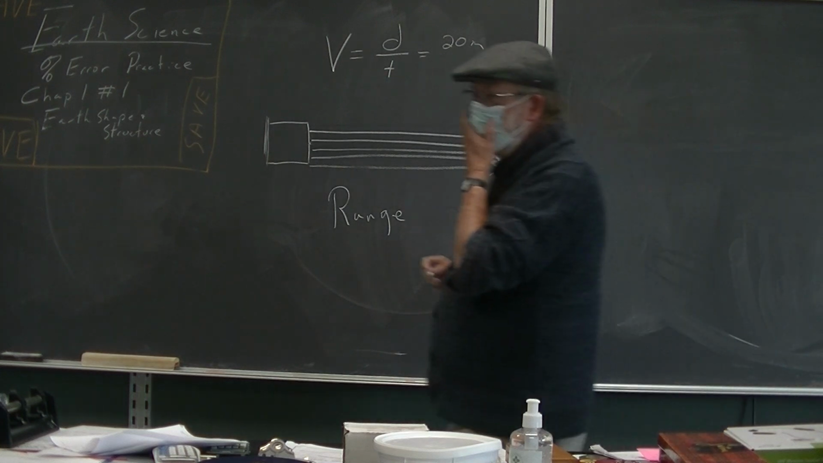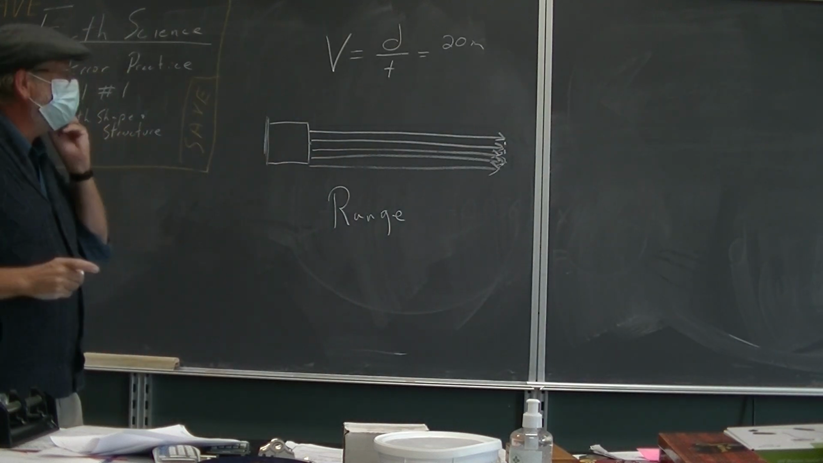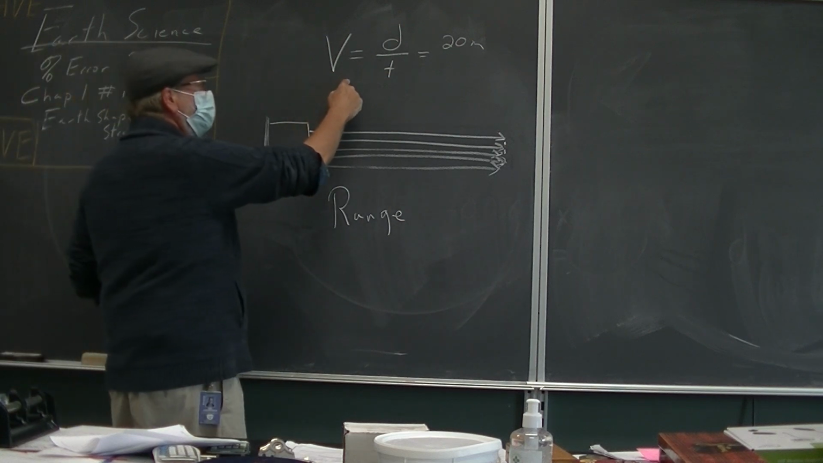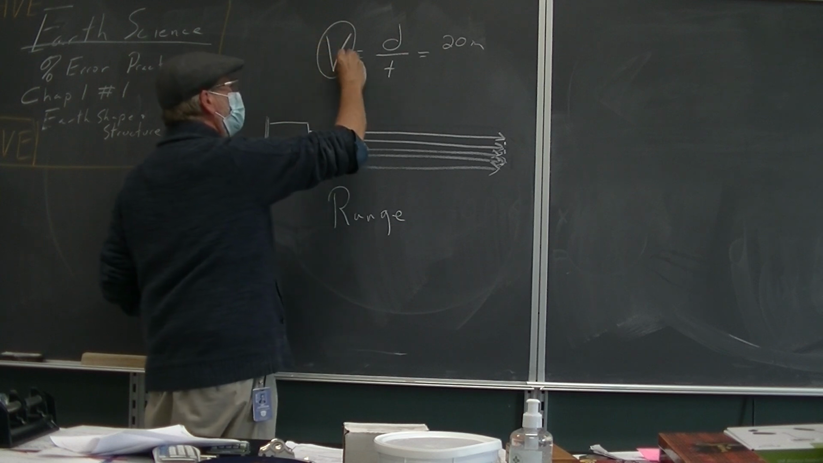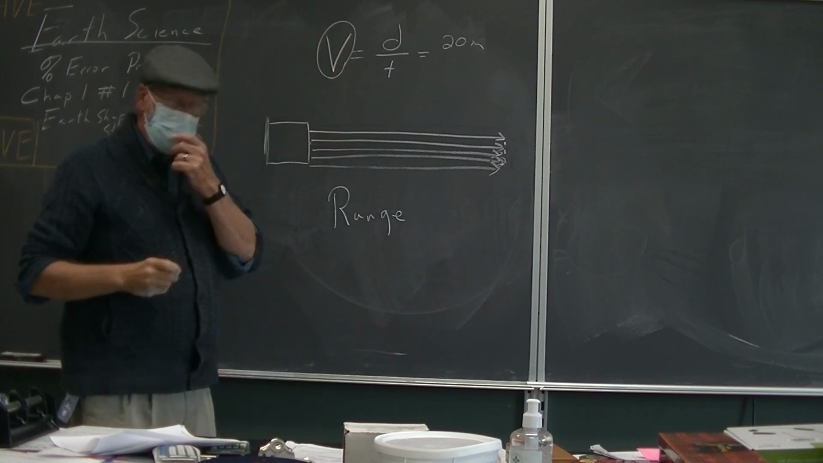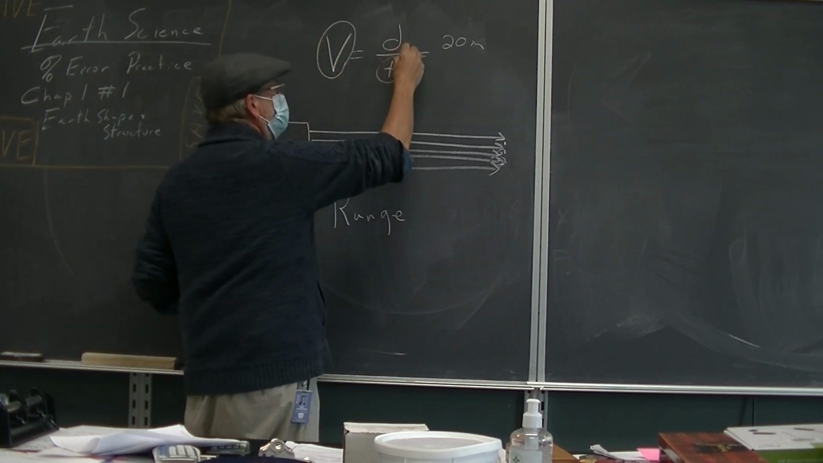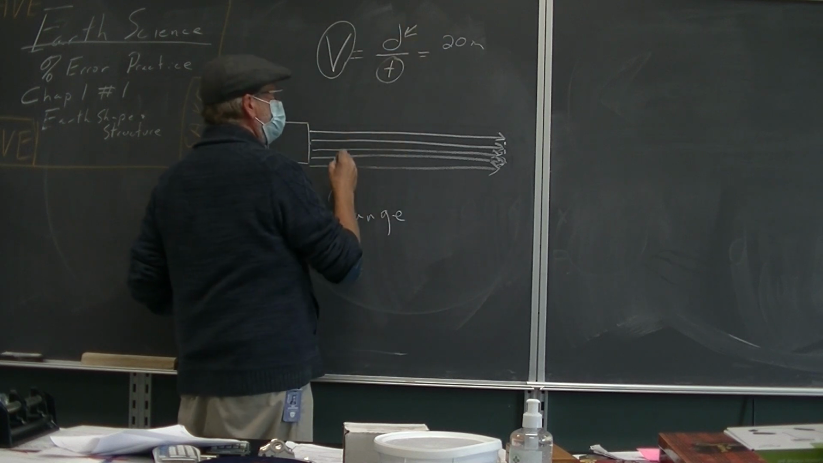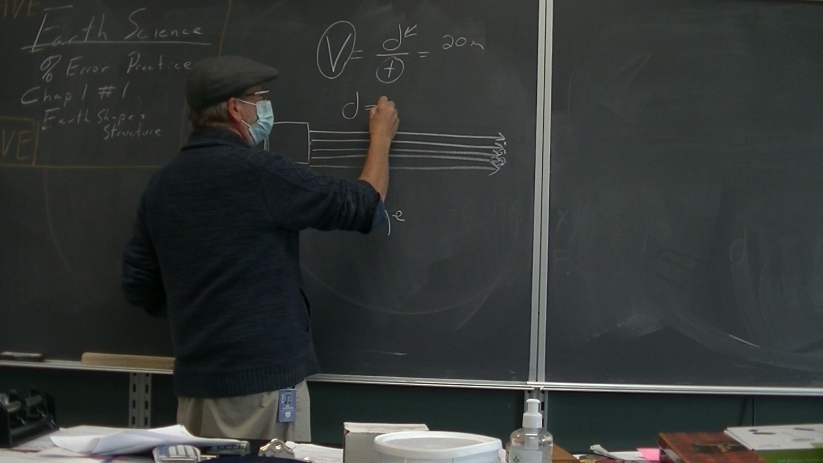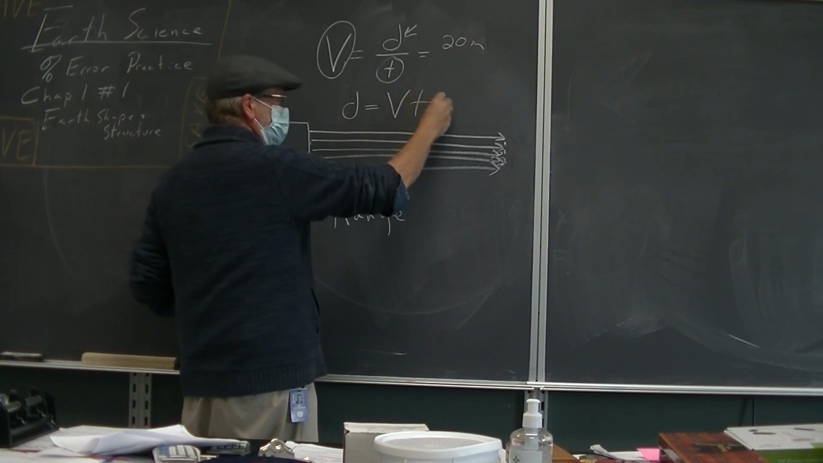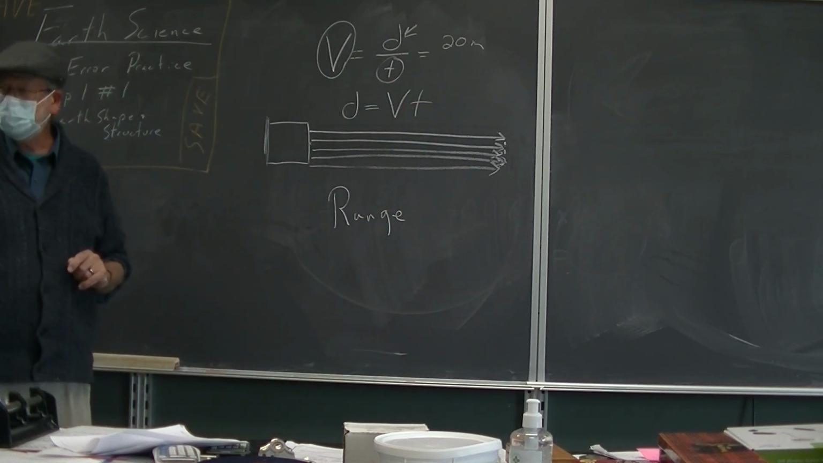For lab number 2, you are now going to rearrange this formula, because now you know roughly what your velocity is. With your stopwatch, you can measure time, so you're now solving for distance. And how would you solve for distance? Well, multiply both sides by time. So distance is going to be velocity times time.